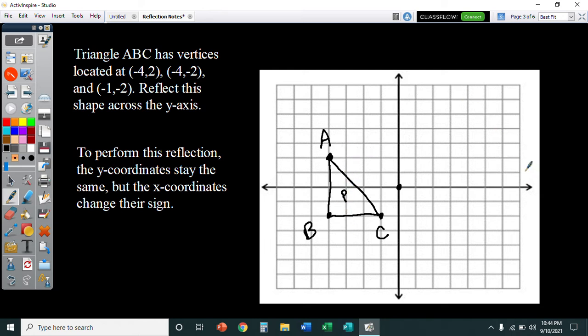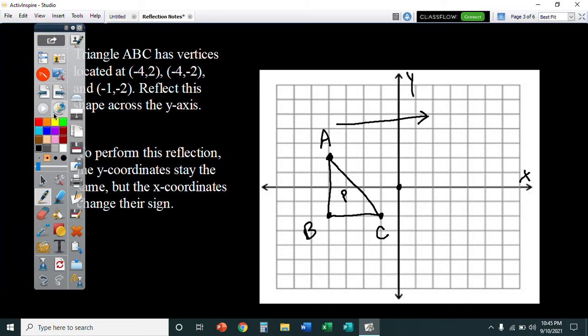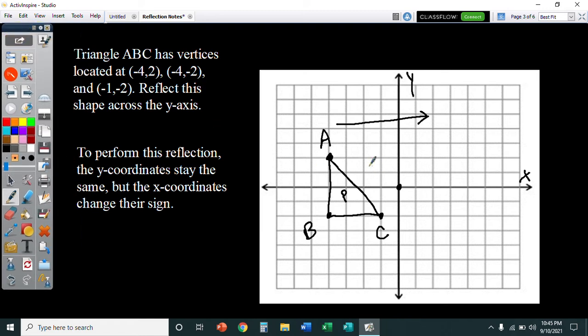Now, we know this is the x-axis. We know this is the y-axis. So we're talking about across the y-axis, which means I'm going this way. I'm going to reflect it across. Now, to perform the reflection, there's two ways to do this. The easiest way is you're just going to count the number of spaces you are away from the y-axis for A, and then you're going to go that many on the other side. Again, we're counting. So let's count. 1, 2, 3, 4 to get to the y-axis. So if I reflect this, it's going to be 1, 2, 3, 4 to the other side.